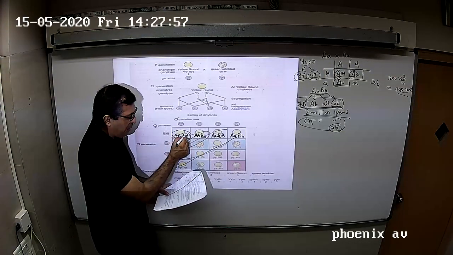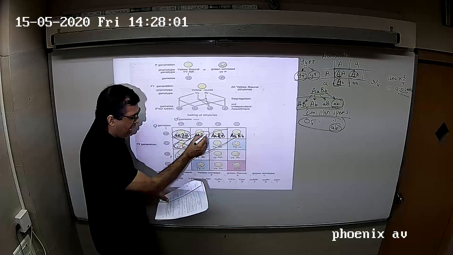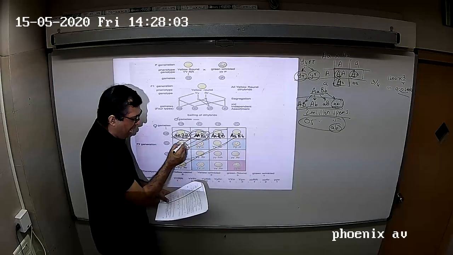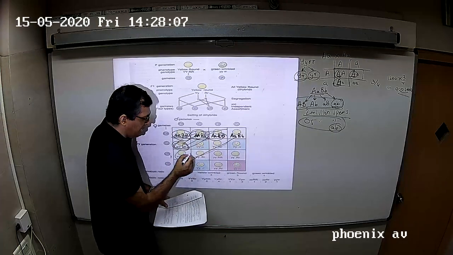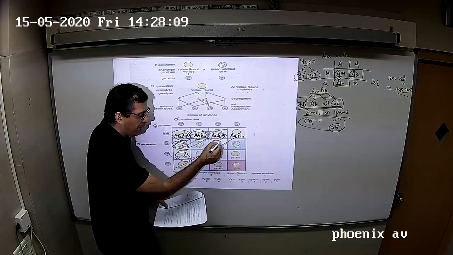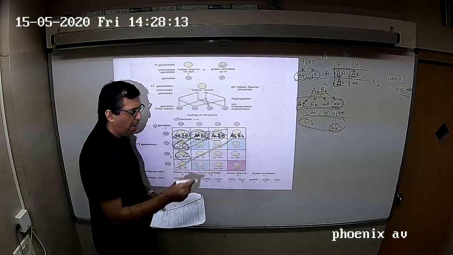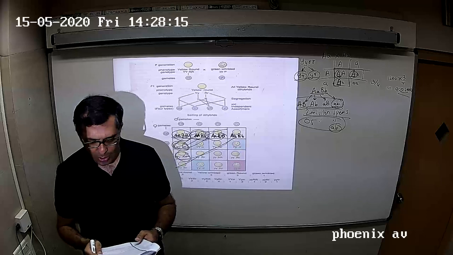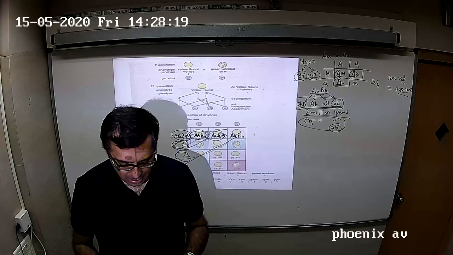1 capital A, capital A, capital B, capital B. 2 capital A, capital A, capital B, small b. 2 capital A, small a, capital B, capital B. And 4 are capital A, small a, capital B, small b. So what's your answer? 1 is to 2 is to 2 is to 4.